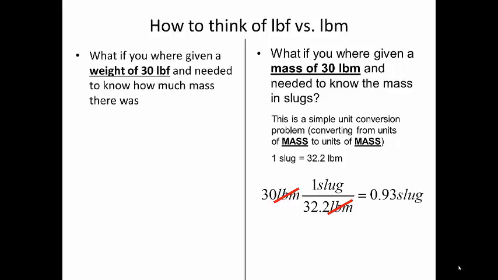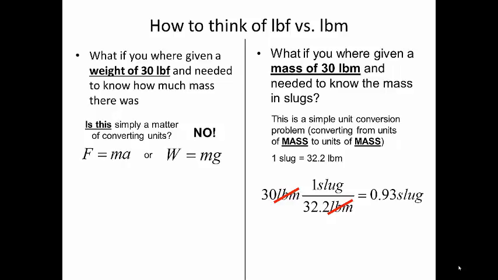What if we were given a weight of 30 pounds force and we needed to know how much mass there was? Is this simply a matter of converting units? In this case, no. Because we have pounds force, it's not a base unit. We can break it down into smaller components. So we have to use our equations. Force equals mass times acceleration, or in this case, a weight, which is a force, equals a mass times gravity, which is an acceleration.